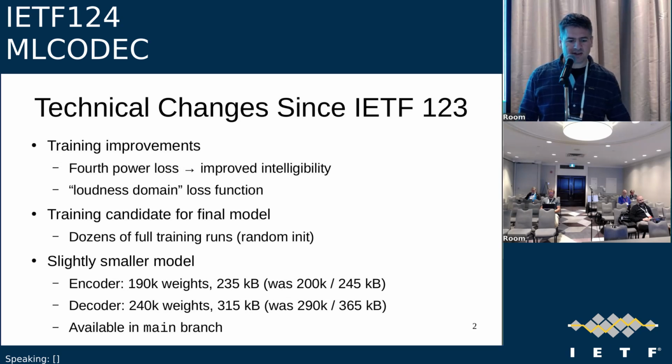The new model is slightly smaller than what I presented at the last IETF, which was already about 3 times smaller than what used to be in main last week. The encoder is now down to 190,000 weights, 240,000 weights for the decoder. That's just a bit more than 500 kilobytes for the complete models once quantized. And as I said, this is all in main. Next slide, please.